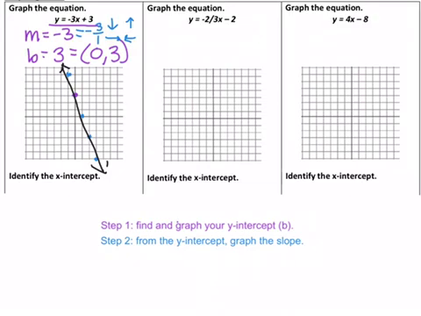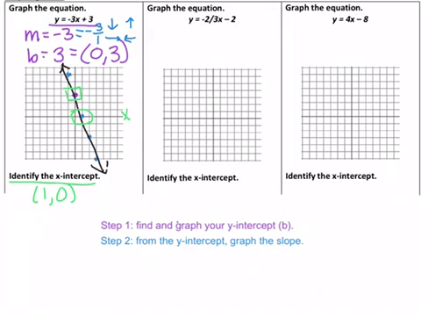Now the last part of this problem says to identify the x-intercept. Well, this is our y-intercept, but the x-intercept is on the x-axis. So we just have to find the point that crosses it. Well, the point that is the x-intercept is (1, 0), and that's the x-intercept of this graph.